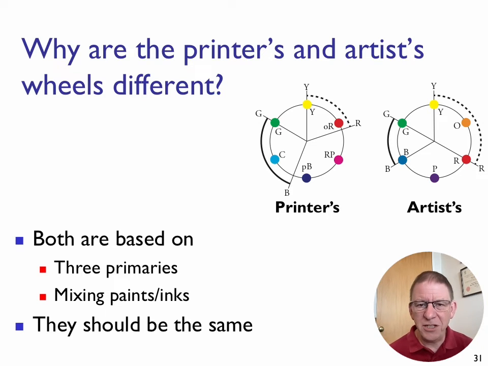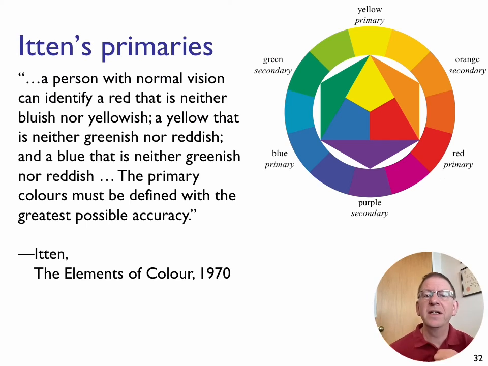Why is this approximation so embedded in our culture? To answer that, we go back to the linguistics. Today's colour wheel comes from Itten's work in the mid-20th century. When Itten was defining his three primaries, he did this based on the linguistic, best, most typical version of the three primary colours. He says, a person with normal vision can identify a red that is neither bluish nor yellowish, a yellow that is neither greenish nor reddish, and a blue that is neither greenish nor reddish.